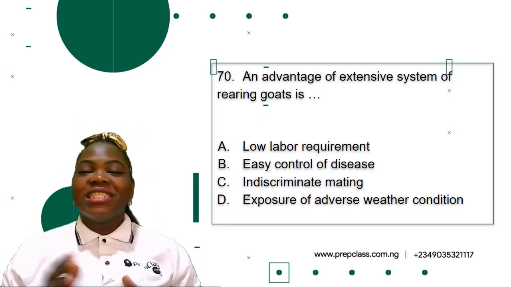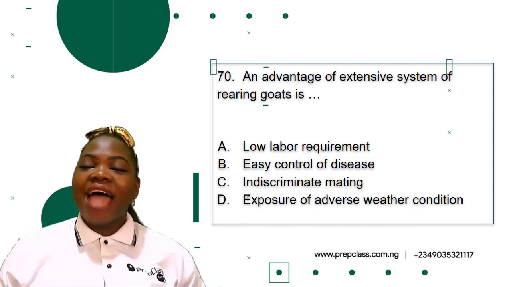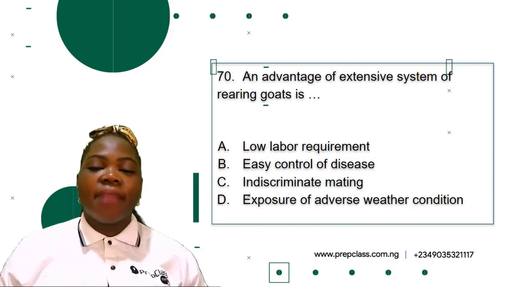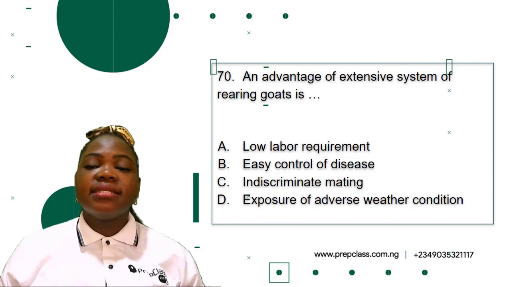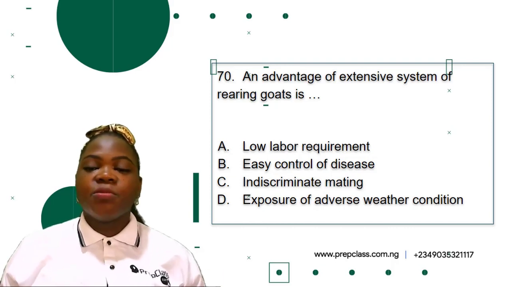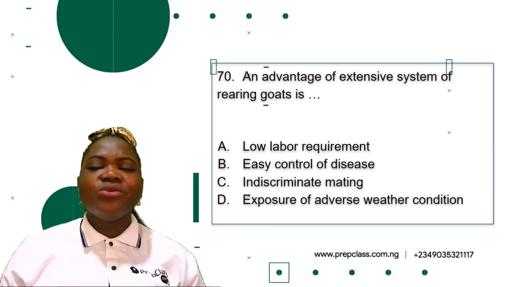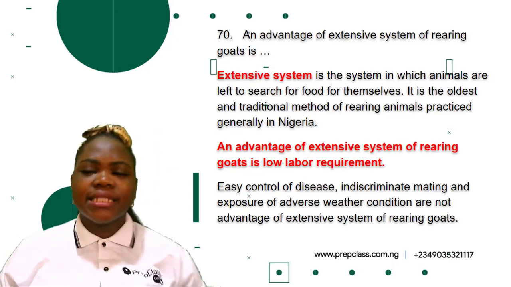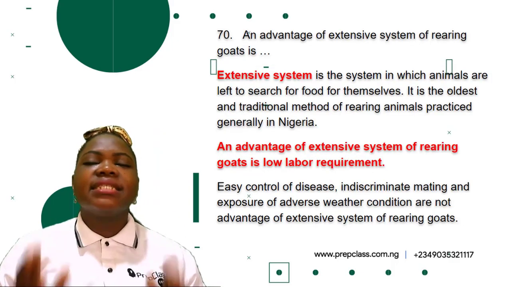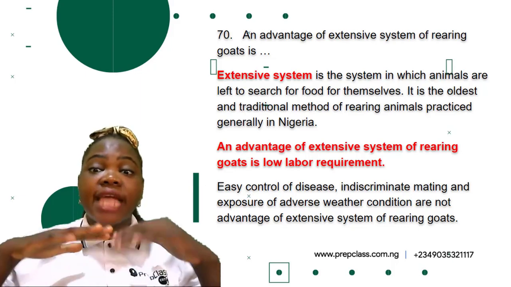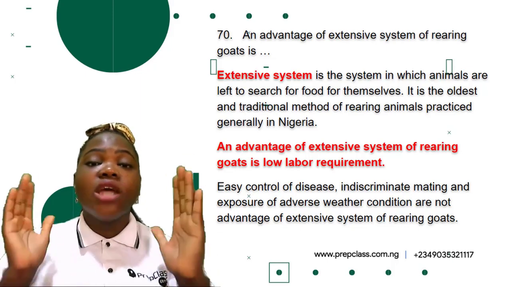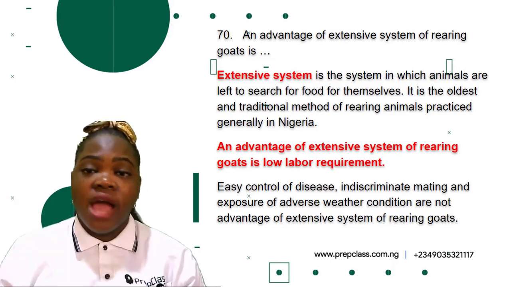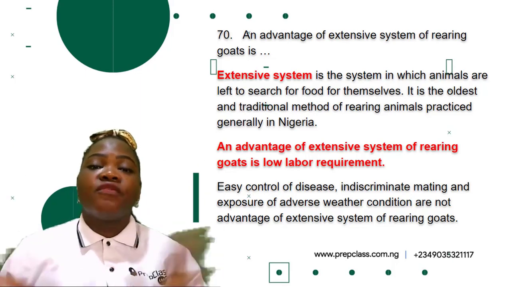Okay, then the last question in this video, question 70, says an advantage of extensive system of rearing goats is dash. A. Low labor requirement, B. Easy control of disease, C. Indiscriminate mating, D. Exposure of adverse weather condition. So which of these options is correct? But before we answer this question, let's find out the meaning of extensive system. Extensive system is the system in which animals are left to search for food for themselves. This is the oldest and traditional method of rearing animals practiced generally in Nigeria. So this is a system where animals are left to fend for themselves.